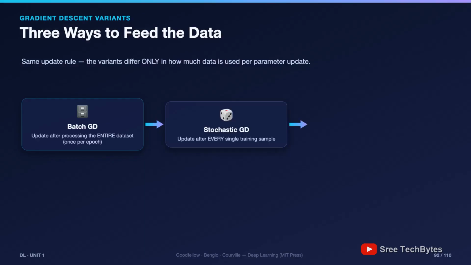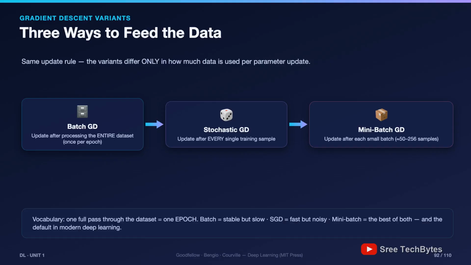Batch gradient descent: use the entire dataset for one update. One update per epoch. Stochastic gradient descent, SGD: update after every single sample. Thousands of updates per epoch. And mini batch, the compromise: small groups, typically 50 to 256 samples per update. The trade-off in one line: batch is stable but slow, stochastic is fast but noisy. Mini batch buys most of both benefits, which is why it's the default in modern deep learning.